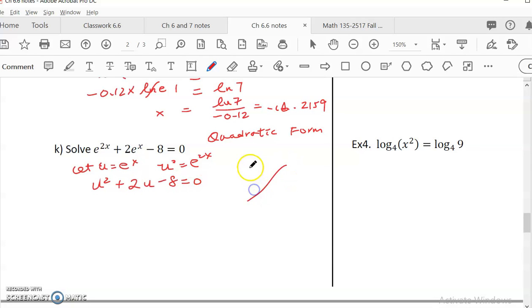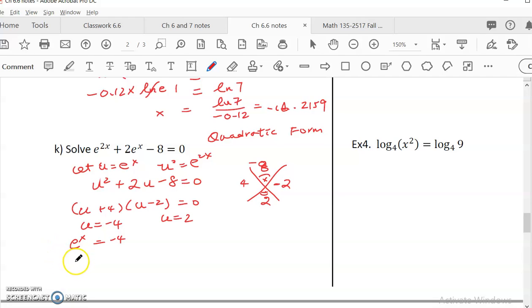And this is factorable, right? So two numbers that, when they multiply, are -8, and when they add, are 2. So that is 4 and -2. If you multiply these two numbers, they are -8. When you add them, they're 2. So I have u plus 4, u minus 2 equal to 0, right? So u is equal to -4, u is equal to 2. But u is actually e to the x. So you become two equations, e to the x equal to -4.